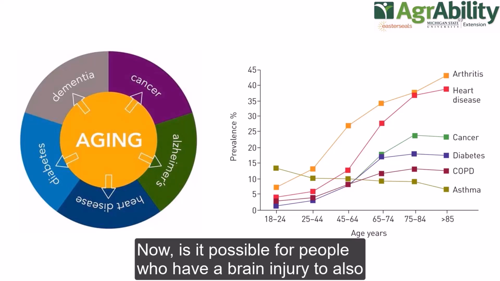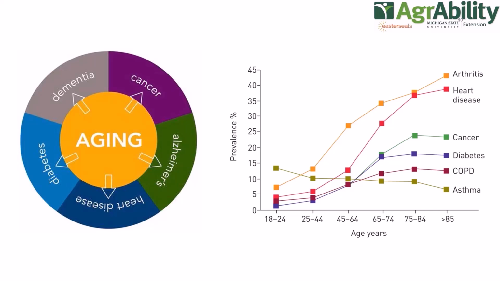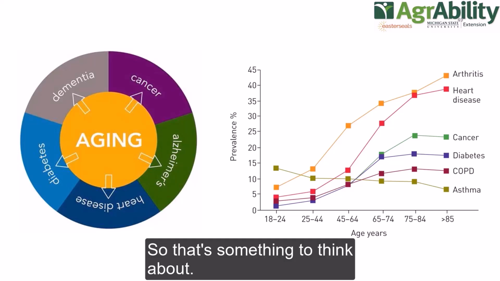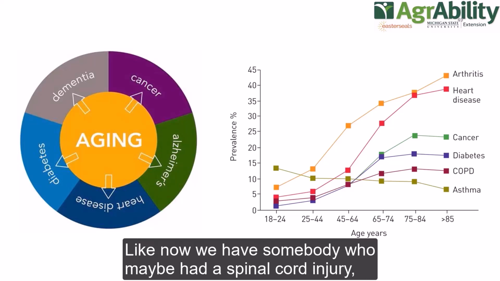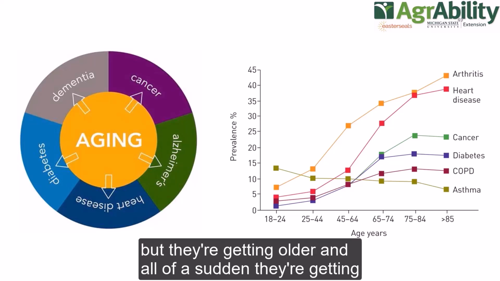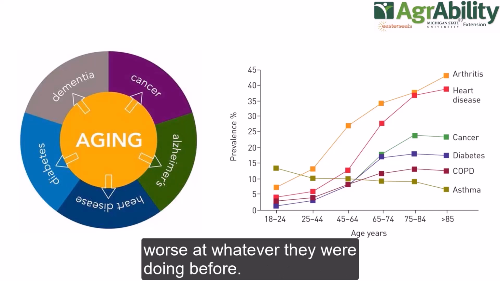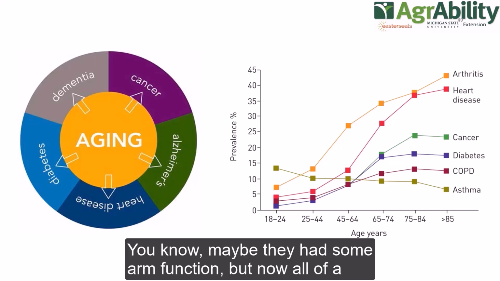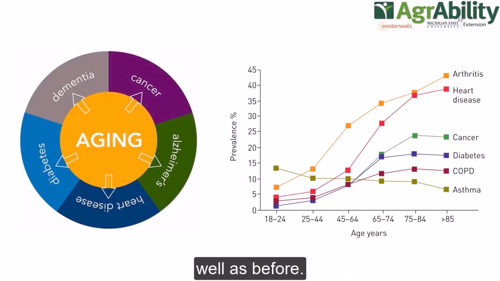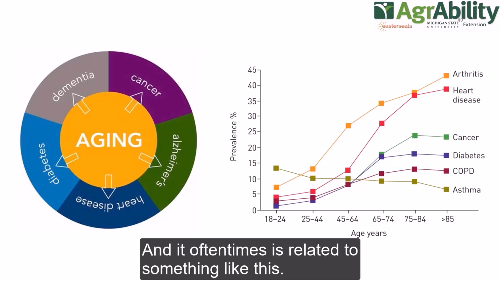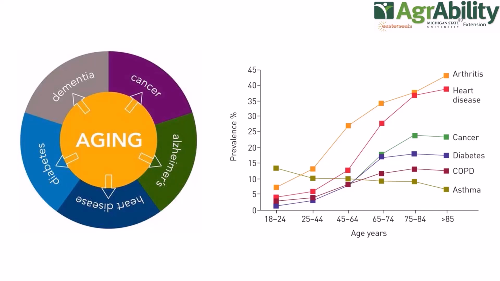Now, is it possible for people who have a brain injury to also be aging? Why, yes, it is. So that's something to think about. Now we're layering things on top of each other, right? Now we have somebody who maybe had a spinal cord injury, but they're getting older, and all of a sudden they're getting worse at whatever they were doing before. Maybe they had some arm function, but now they're not able to use their arms as well as before. And it oftentimes is related to something like this.